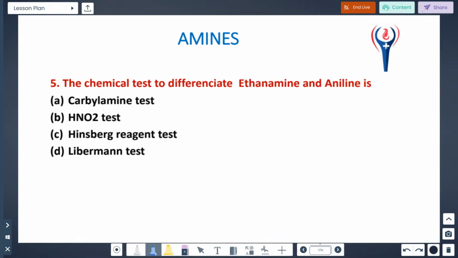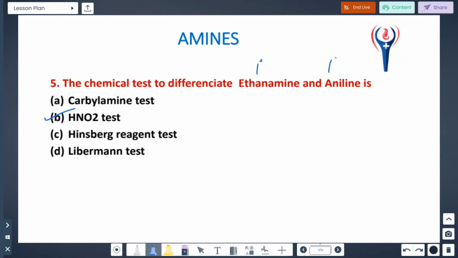Next one. The chemical test to differentiate ethanamine and aniline. Very good question. Ethanamine is also a primary amine. Aniline is also a primary amine. But this is an aliphatic primary amine, and this is an aromatic primary amine. Aliphatic and aromatic primary amines are differentiated only by the nitrous acid test. So answer B is the correct one.